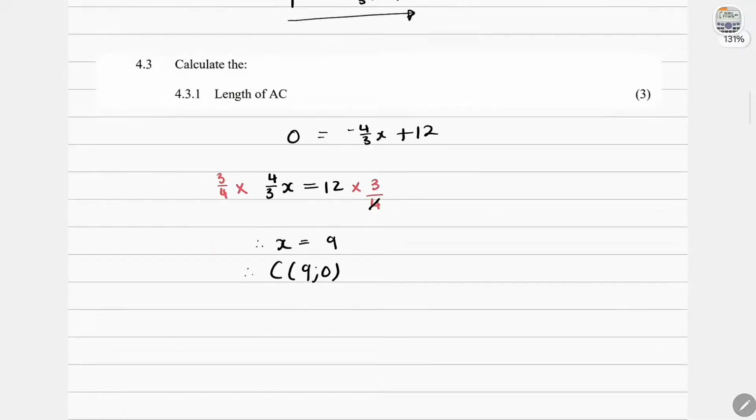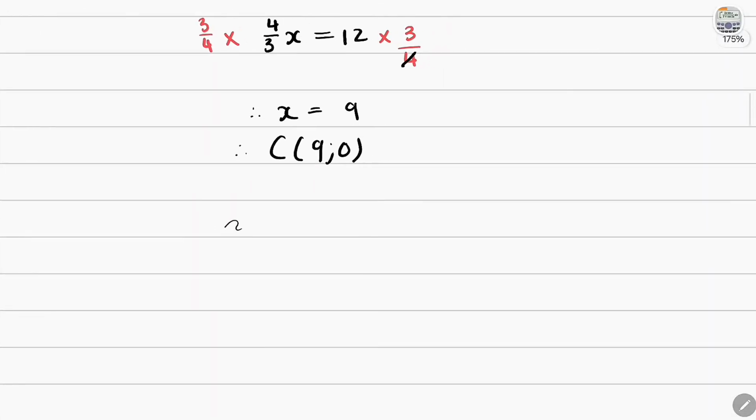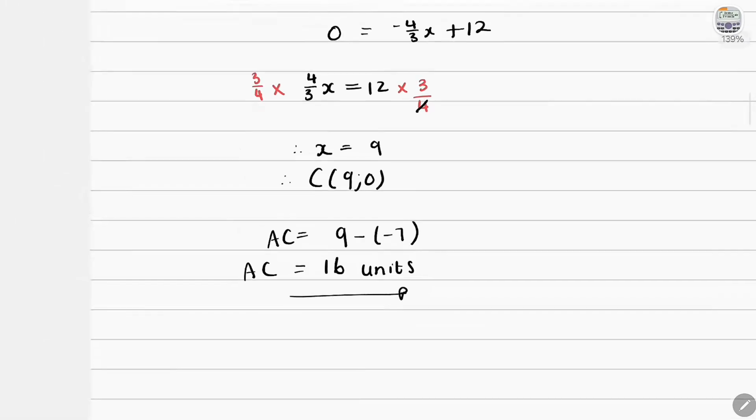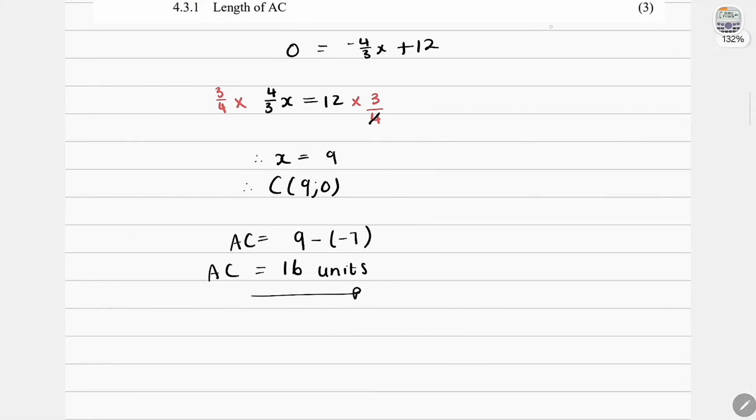So to find AC, the length of this horizontal line, AC is equal to positive 9 minus negative 7. So that is 9 plus 7, which is 16. And so it is 16 units, and that is our answer for the length of AC. Moving on to the next question.